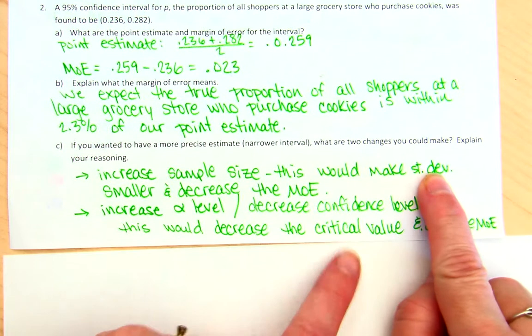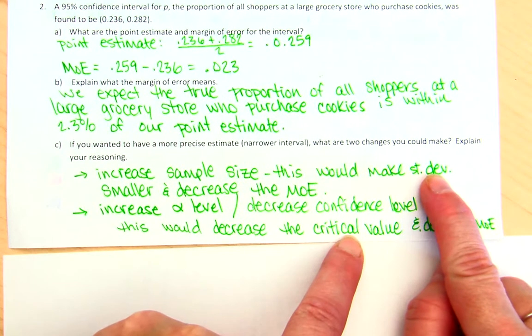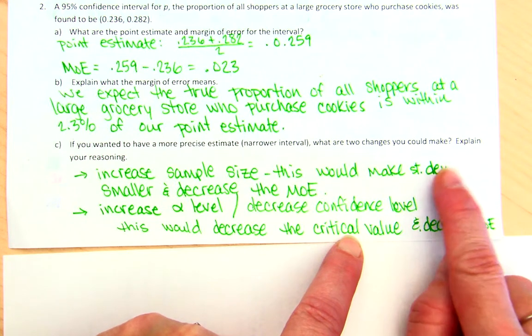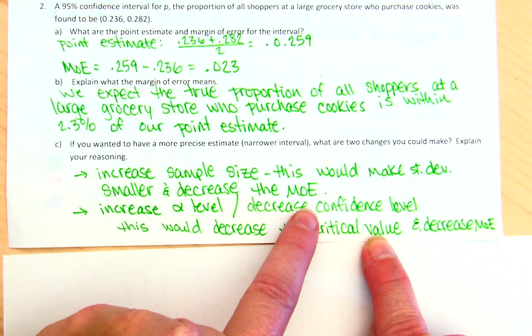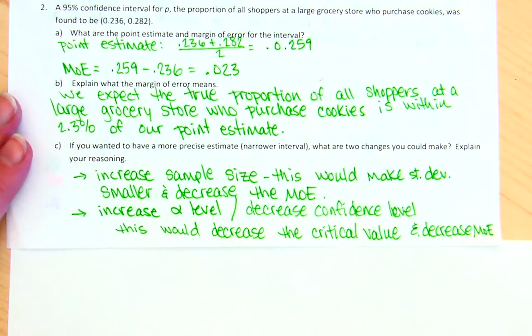This talks about standard deviation. This talks about critical values. Those are the two different parts of our margin of error. So I can either reduce this or I can reduce this. The way to reduce the critical value is to reduce the confidence level. And that would decrease the margin of error.